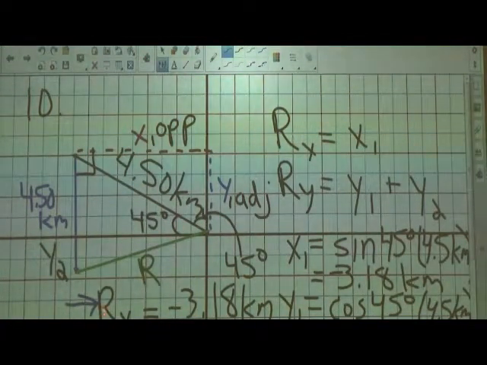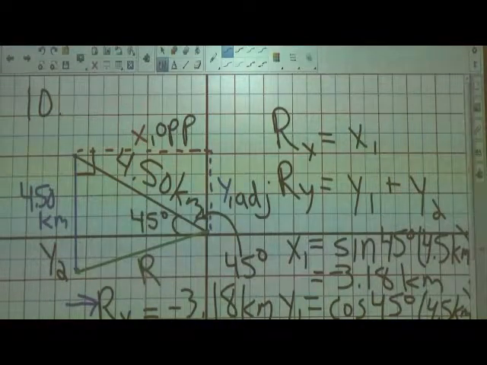Alright, the total x direction resultant is going to be this. Negative 3.18 kilometers. Okay? Now, we have two y components. We have y1 and y2, so you better be careful of the signs. So I'm going to take the 3.18 kilometers, which is y1, right there, and I'm going to add y2, which is negative. It's going down. It's going south. So it's a negative 4.50 kilometers. When I add those two together, it comes out to be a negative 1.32 kilometers.